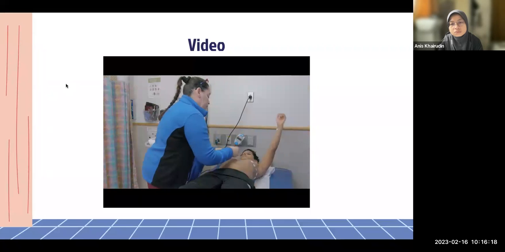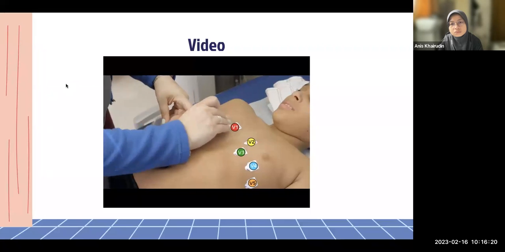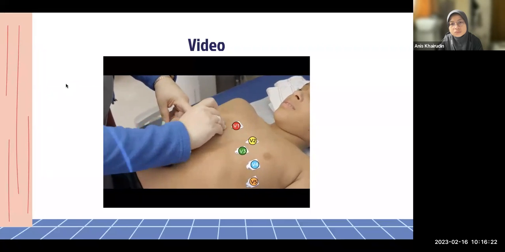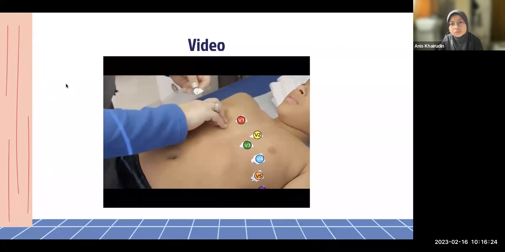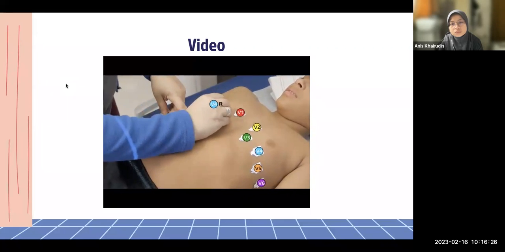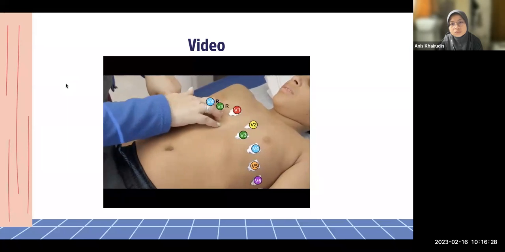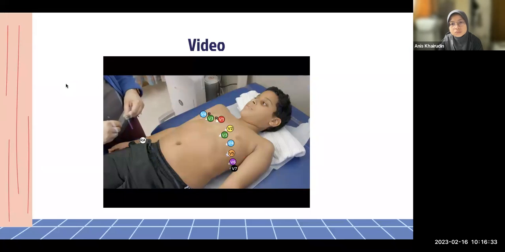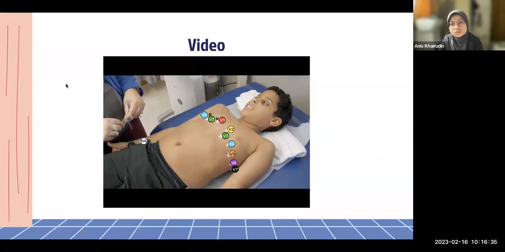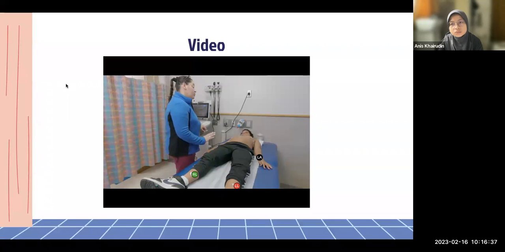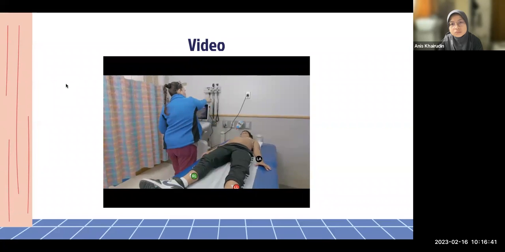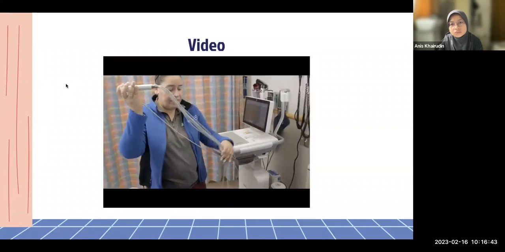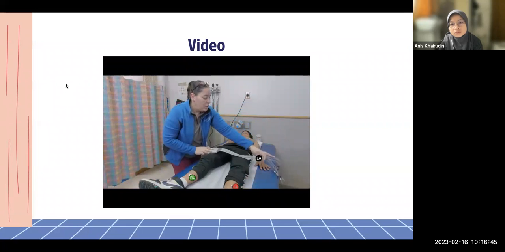You can put your arm down. Okay, and that's the placement of all your stickers. Okay. So now I'm going to connect the wires to your EKG stickers, okay? Stretch them across.